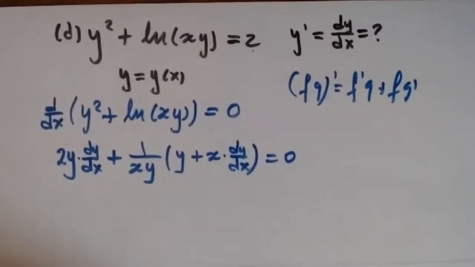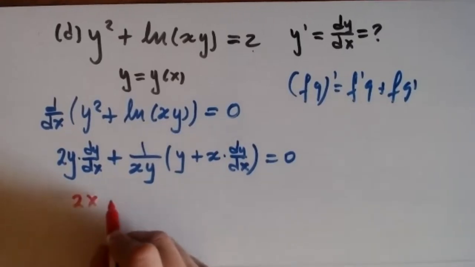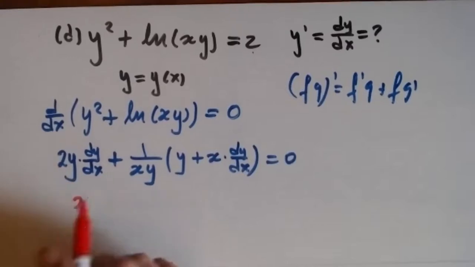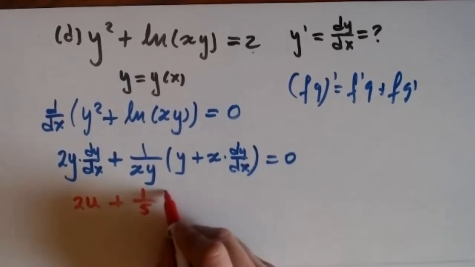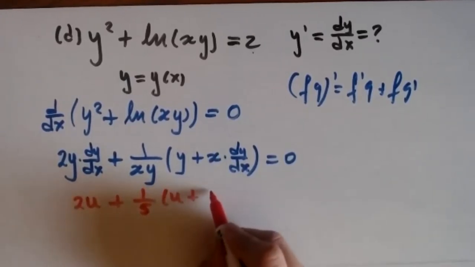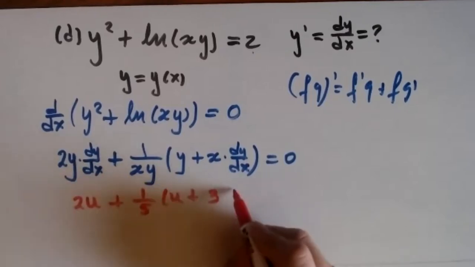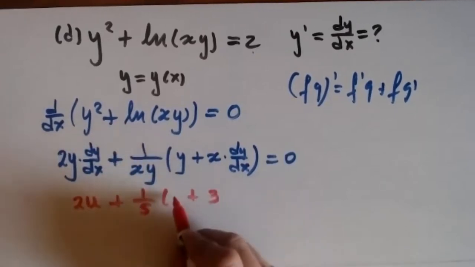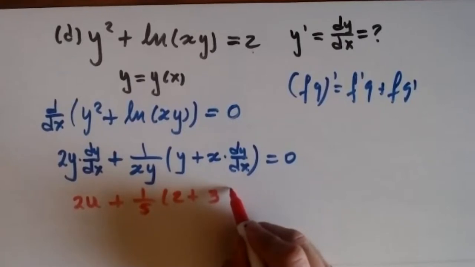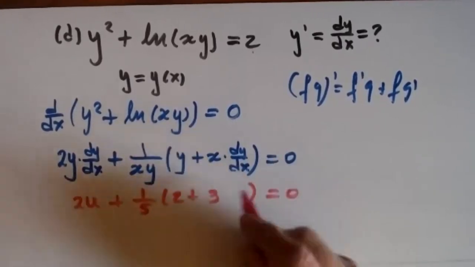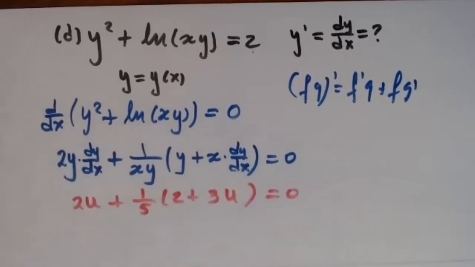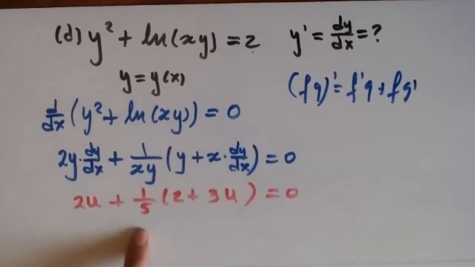Okay, now remember that this resembles a problem like this: 2u plus 1 over 5 u plus, let me just put another number, 3, times u plus 2 equals 0. Suppose in your Algebra 1 class you get this problem. How do you solve it?